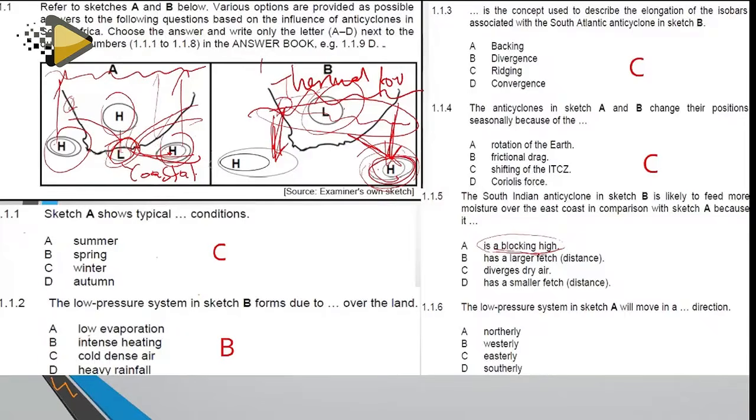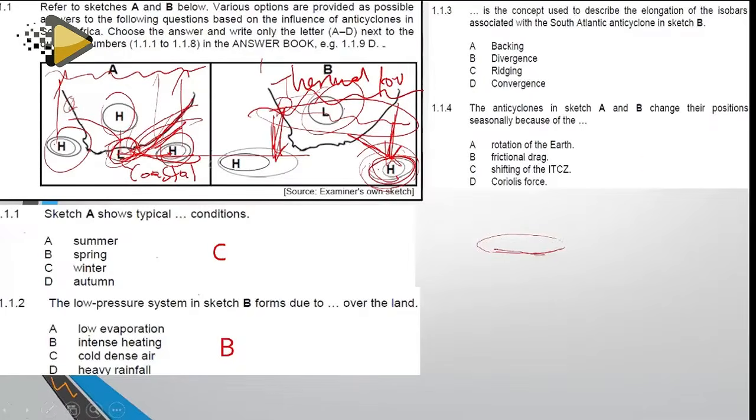So these are two different low pressure systems. Please don't confuse them. And then the question here, the low pressure system in sketch A will move in what direction? So it's going to move in an easterly direction. It's going to move eastwards, but it does not move straight eastwards. It moves along the coast, but in the easterly direction. Okay, now let's move on.